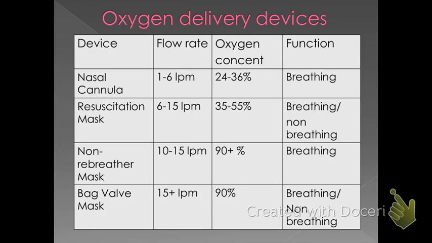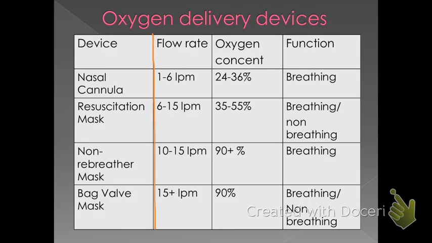But one of the first ones that we most commonly see is the nasal cannula, and that's the oxygen delivery device that actually goes directly into the nose and wraps around the ear. We have our resuscitation mask, which we've already talked about, the bag valve mask, and the one that we really haven't talked a whole bunch about is the non-rebreather mask, which is a combination of the resuscitation mask and the bag valve mask.